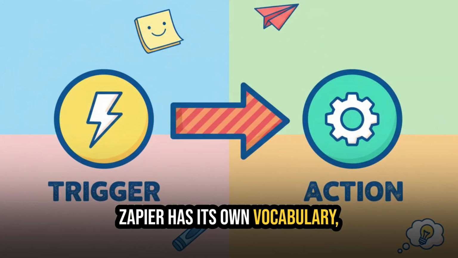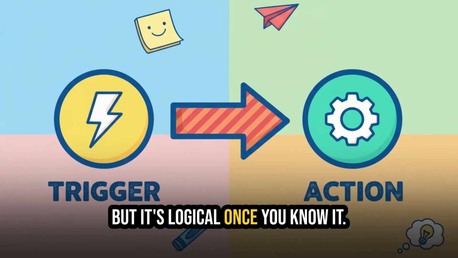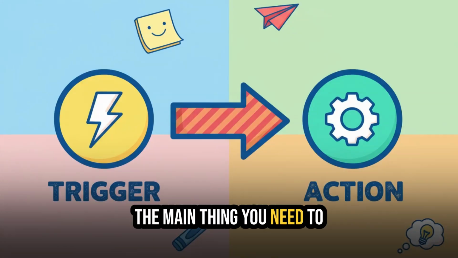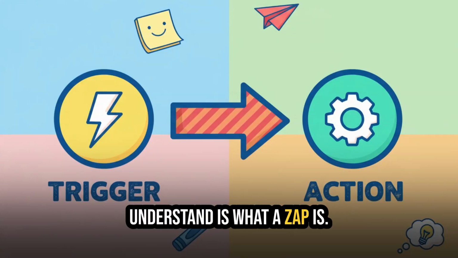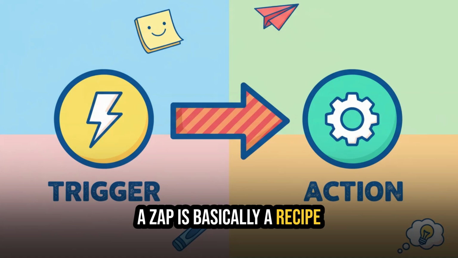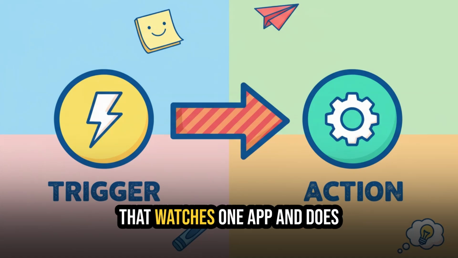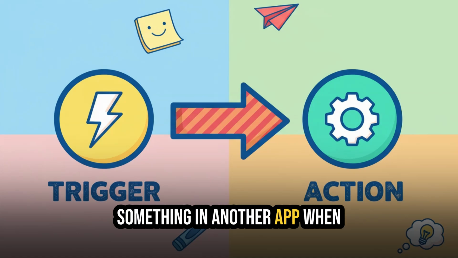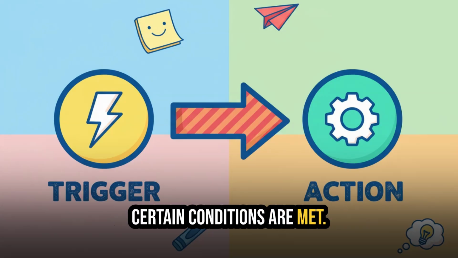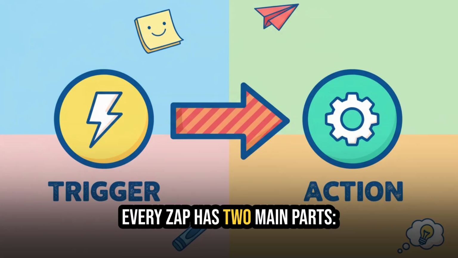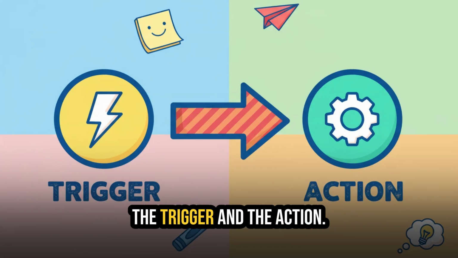Zapier has its own vocabulary, but it's logical once you know it. The main thing you need to understand is what a Zap is. A Zap is basically a recipe that connects your apps. Think of it like a little robot that watches one app and does something in another app when certain conditions are met. Every Zap has two main parts, the trigger and the action.